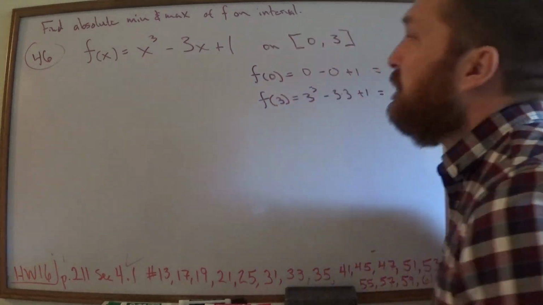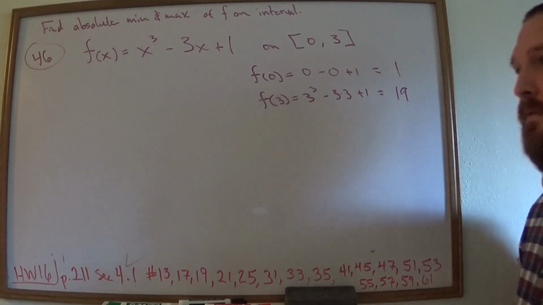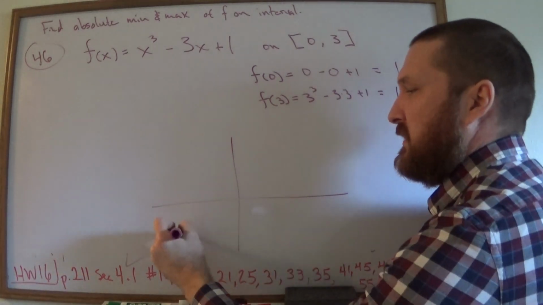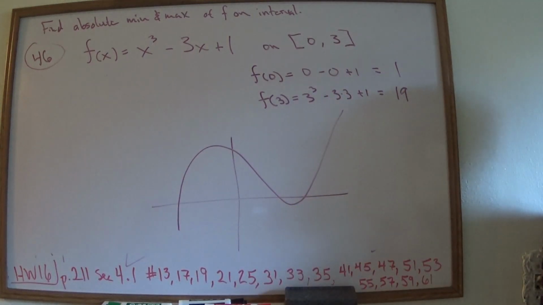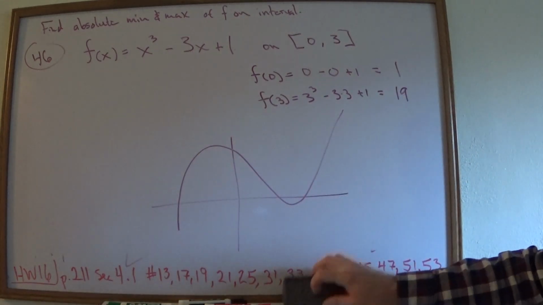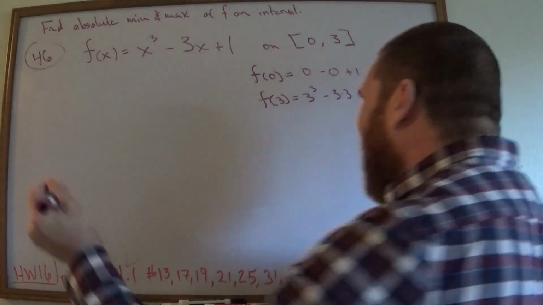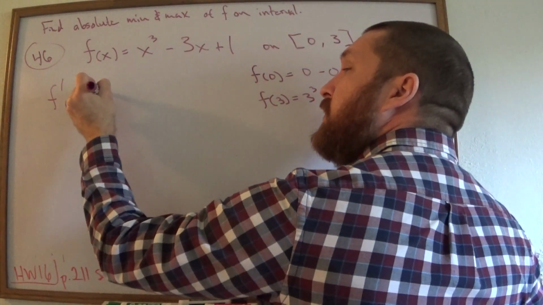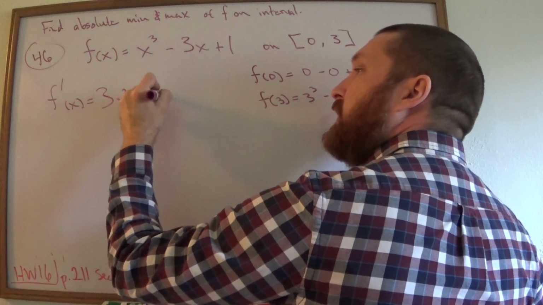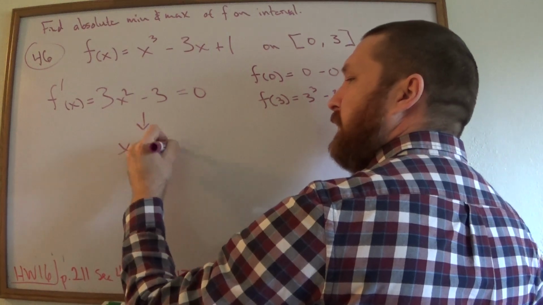Okay, so now what do we need to do? We found the endpoints. Maybe there's something else going on in there, right? We don't know, because we don't know that this thing looks like this. Although, we do because we drew it earlier, but I'm not going to waste my time on that. What's the next thing that we do? Take the derivative, set it to 0. So f prime of x is equal to 3x squared minus 3, and we set that equal to 0, and we get, just like we did before, that x is equal to plus or minus 1.